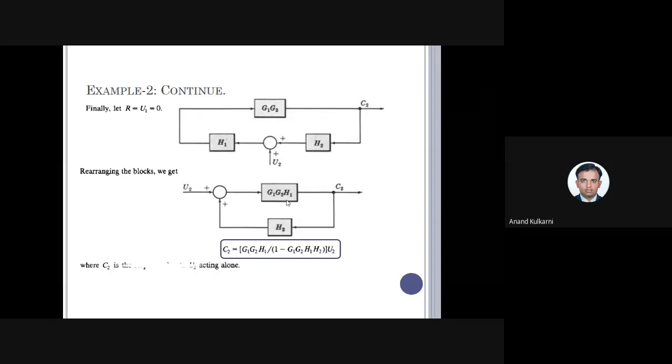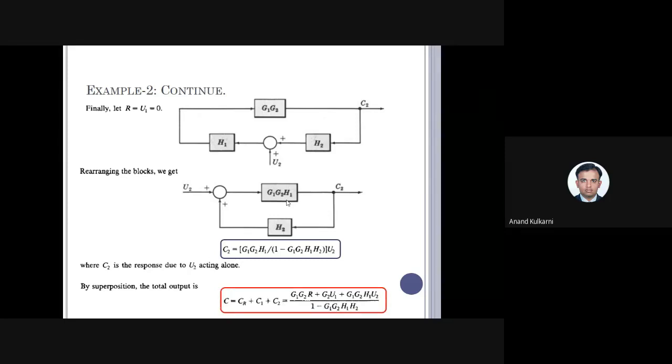So if we add all this, we have got superposition. C1, C2, C3 means C in terms of R, C in terms of U1, and C in terms of U2. We get (G1 G2 R + G2 U1 + G1 G2 H1 U2) divided by 1 minus G1 G2 H1 H2. I hope this problem is clear.